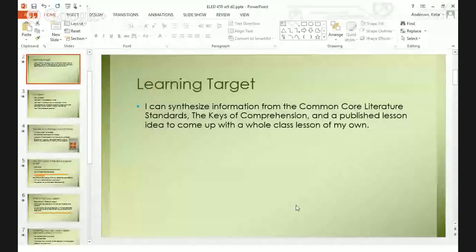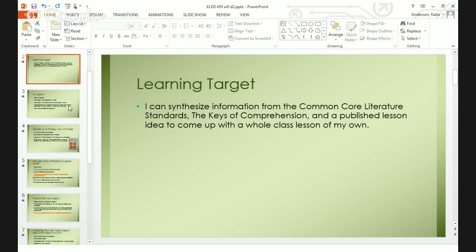Our learning target was: I can synthesize information from the Common Core Literature Standards, the keys of comprehension, which we talked about last week and on Monday, and a published lesson idea from readworks.org to come up with a whole class lesson of my own. The idea behind this is that you will have a better idea of how to write a learning target for a reading lesson, how to select text of the appropriate level for your students, and how to use somebody else's idea and modify it to fit your students' needs.